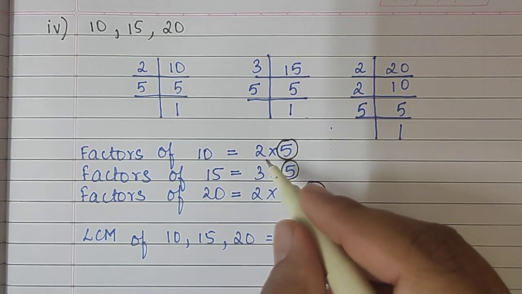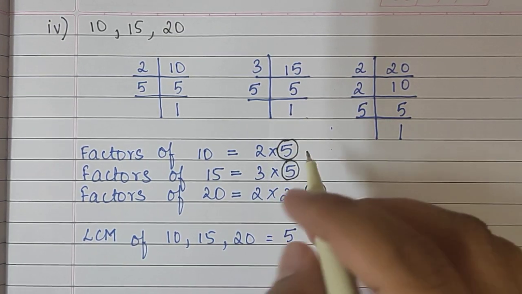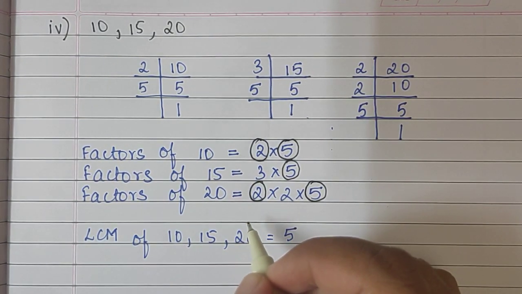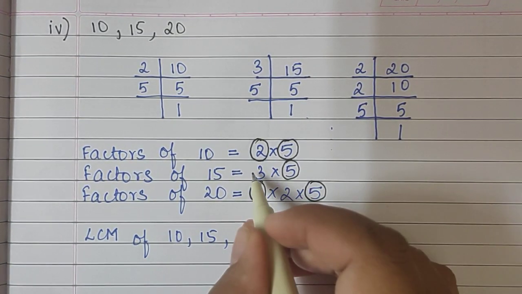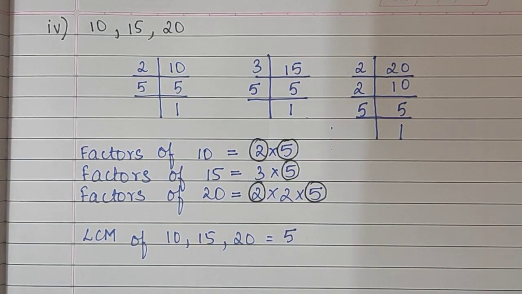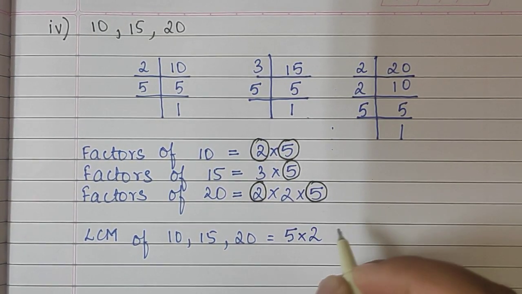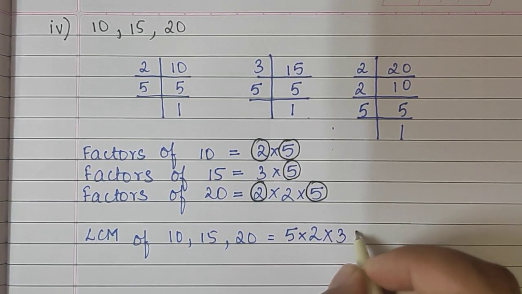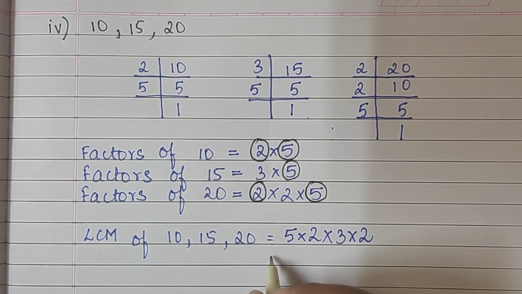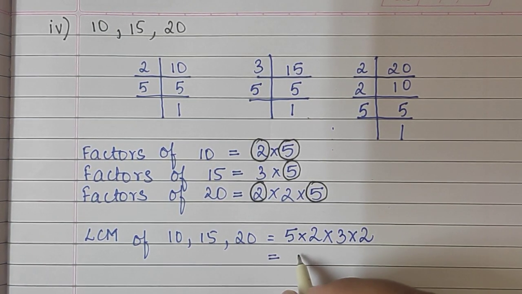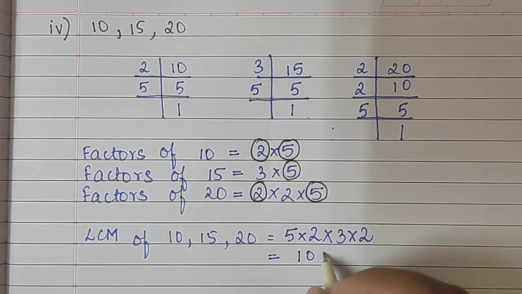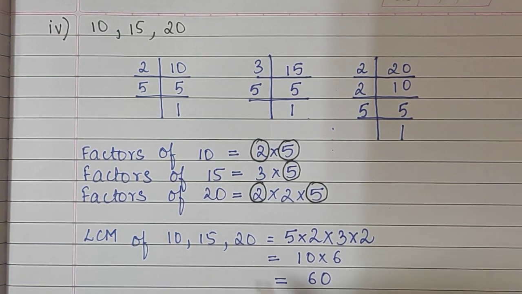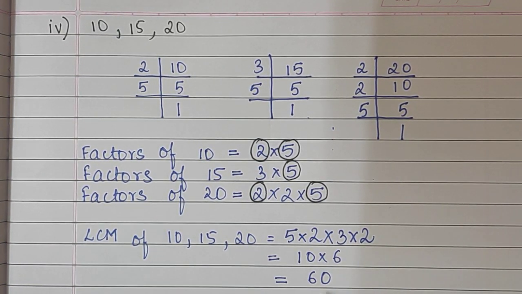Now what else is common? Now we can take common between 2 also here, so no problem. So I'll see here there is 2 common here and 2 is here. 2 and 2. Here there is no 2, no problem. So we'll write these as 1. So 2. Now what else is remaining? We will write down 3 into 2, which is equal to 6, and when you multiply it, the answer is 60. So the LCM of all three numbers is 60.